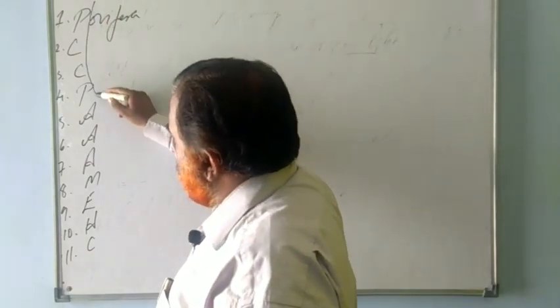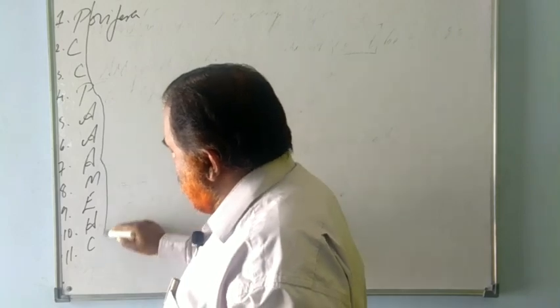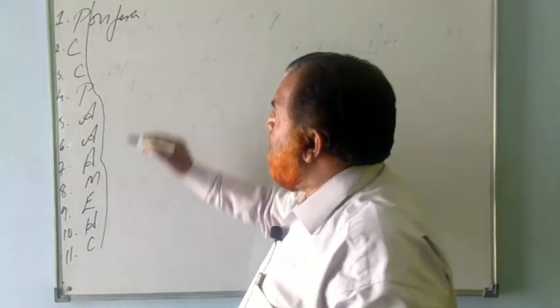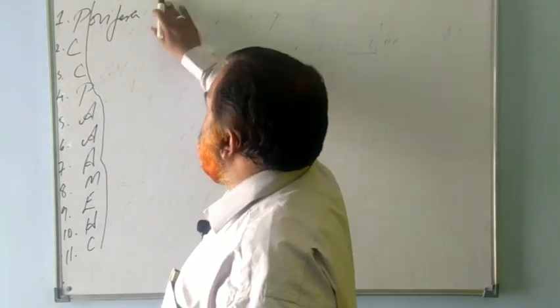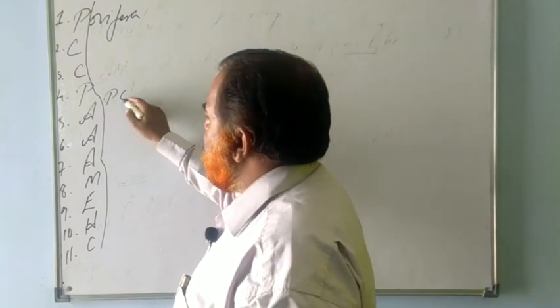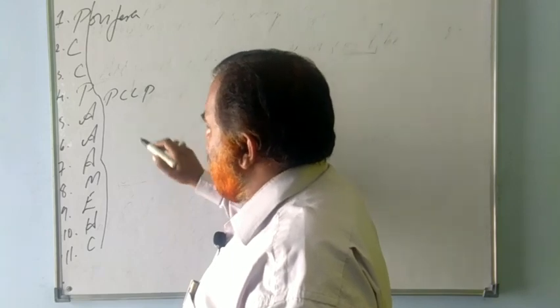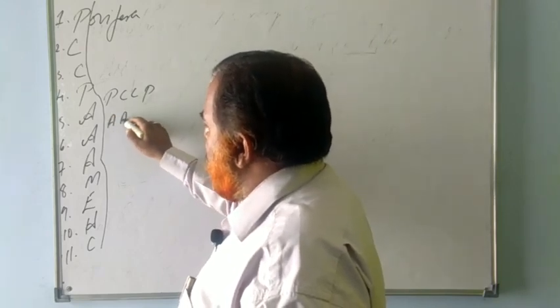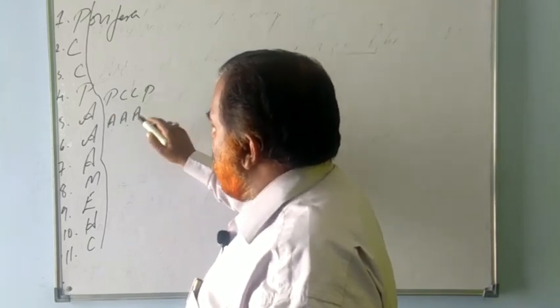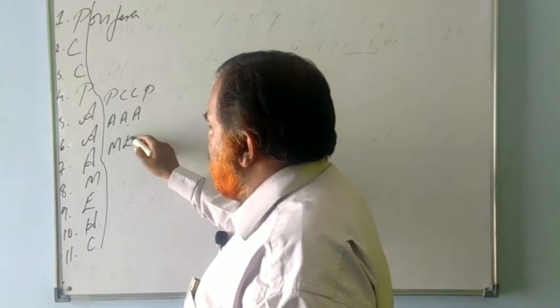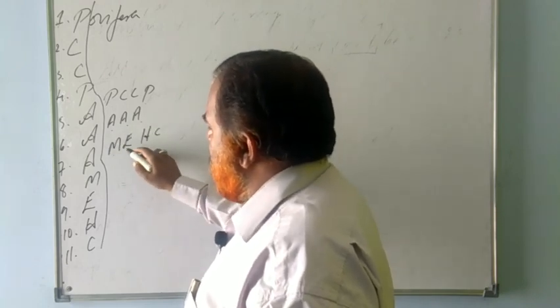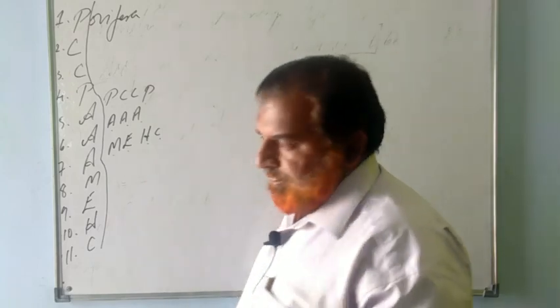P C C P triple A M E H C. What is it? P C C P: Porifera, Coelenterata, Ctenophora, Platyhelminthes. Triple A: Aschelminthes, Annelida, Arthropoda. MEHC: Mollusca, Echinodermata, Hemichordata, Chordata.